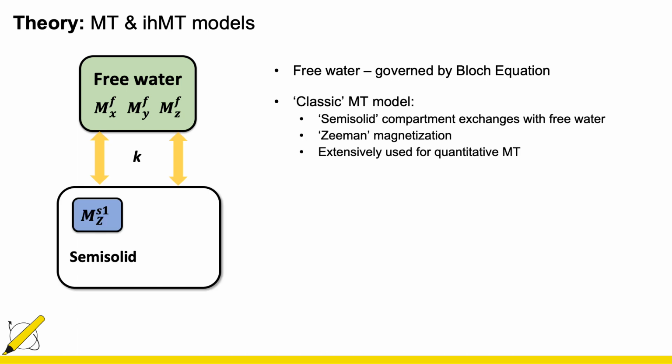The classic model for most tissues, which works quite well, is known as the binary spin bath, or two-pool MT model, where we add a semi-solid component, which has some Zeeman-ordered magnetization shown in blue, and this magnetization exchanges with the Z component of the free water magnetization. The interaction between the semi-solid magnetization and our pulse sequences occurs when we apply RF pulses. We saturate that part of the magnetization. This is used extensively for quantitative MT and other types of measurement like that.